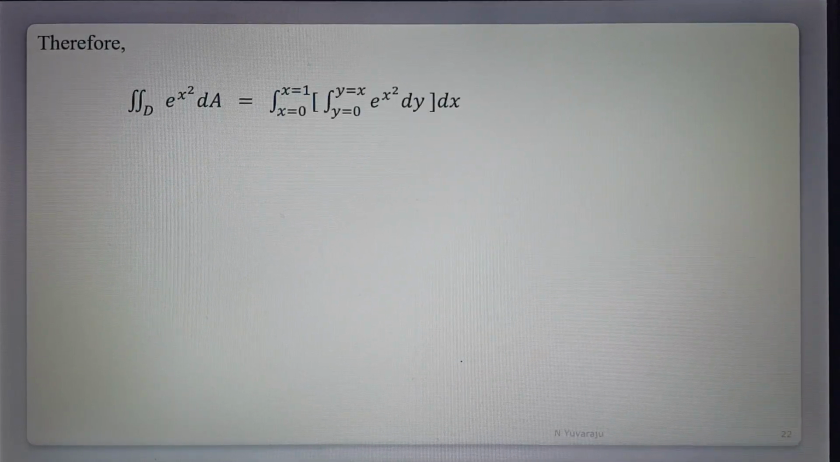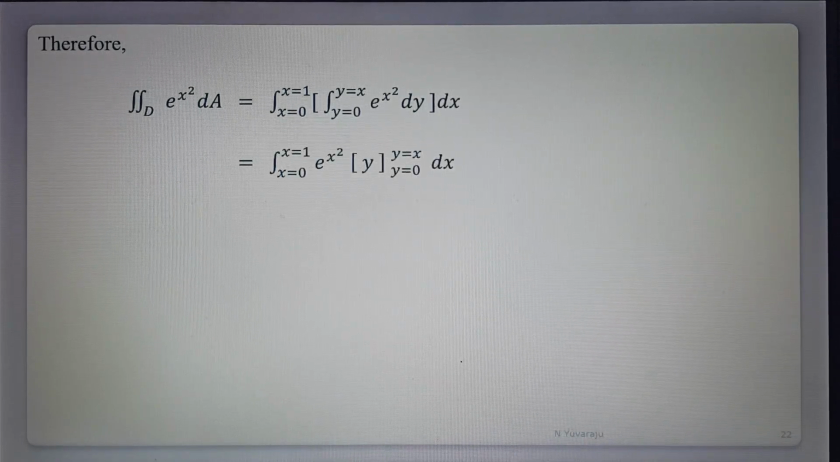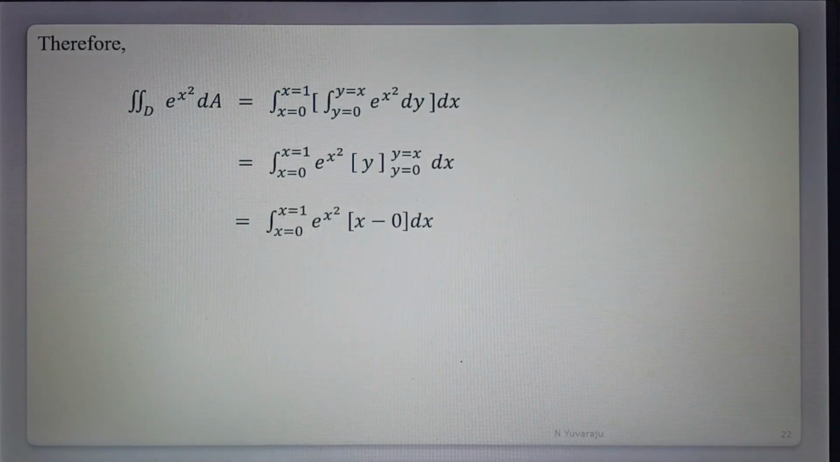Therefore the integration over D of e power x square dA is equal to integration x is equal 0 to 1, integration y is equal 0 to x of e power x square dy dx. First with respect to y, e power x square is a constant, and the integration of 1 is y. So that is integration x is equal 0 to 1 of e power x square into y, with limits substituting 0 to x, dx. So integration x is equal 0 to 1 of e power x square times x minus 0, that is x, dx.